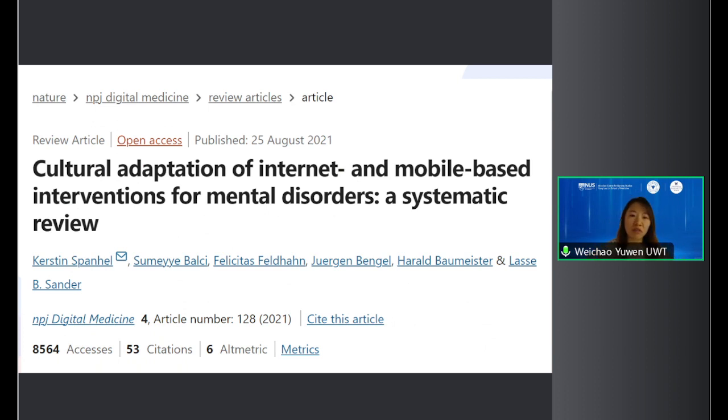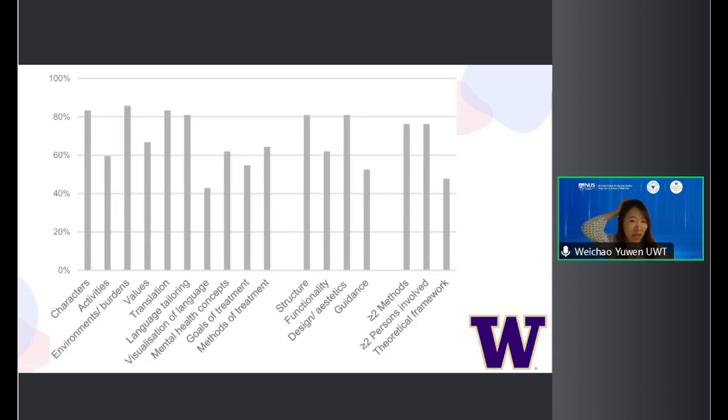Here is a review paper published about three years ago that looked at cultural adaptations of internet and mobile-based interventions for mental health disorders. They categorized what the components of an intervention are that we need to culturally and linguistically adapt, and put these into a taxonomy of characteristics, illustrated activities, values, language translations, structures, guidance, and all of that. And what our team did recently is another scoping review, looking at how those adaptations are done.